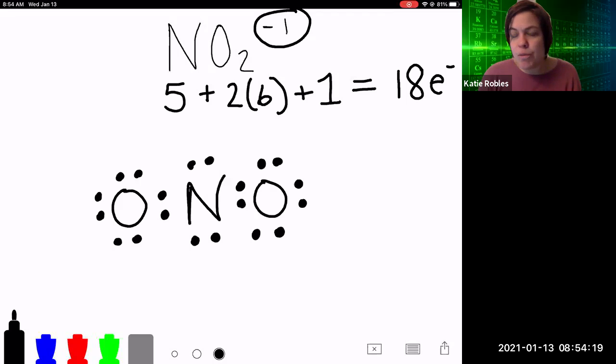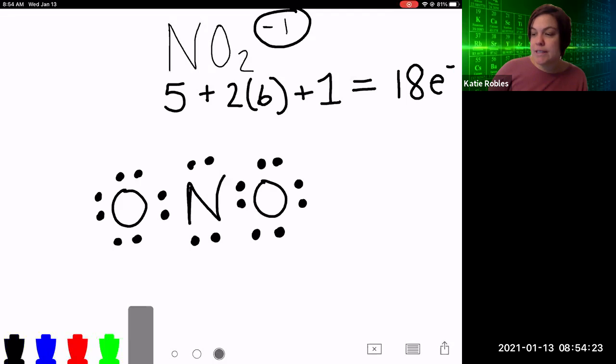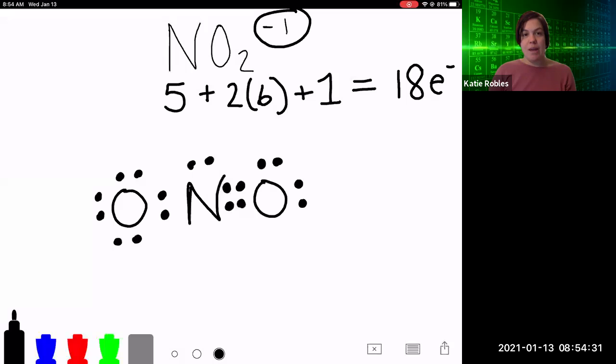So I've got too many here. I've got 20. So in order to decrease, I take this away. I take this away. That has decreased a pair here. And now I end up with that.